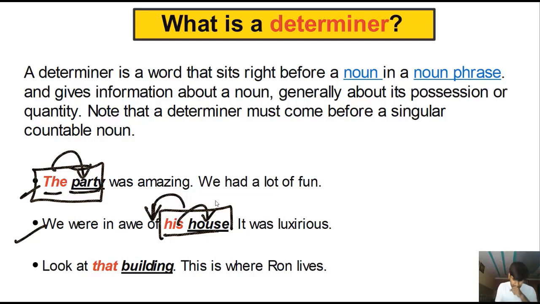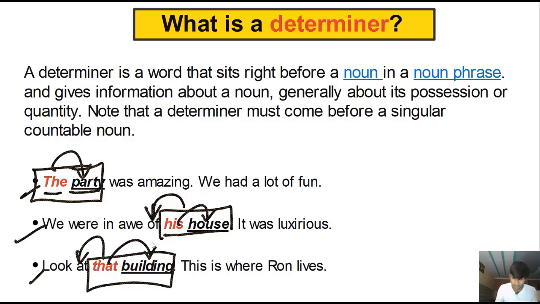All right, sweet. Third example, look at that building. This is where Ron lives. Look at that building. So that building is a noun phrase, the object of the preposition look at what, that building. Building is the noun, that is a determiner, demonstrative adjective. So it's talking about its number, the number of the noun, which is one building, and it's talking about its vicinity, how close the building is from the speaker. It's quite far away from the speaker.